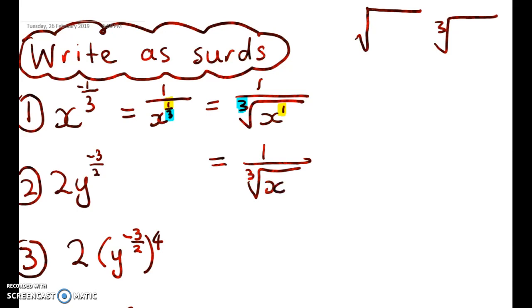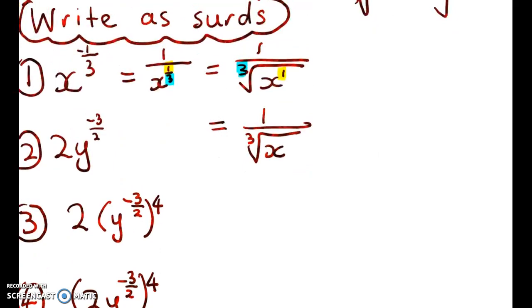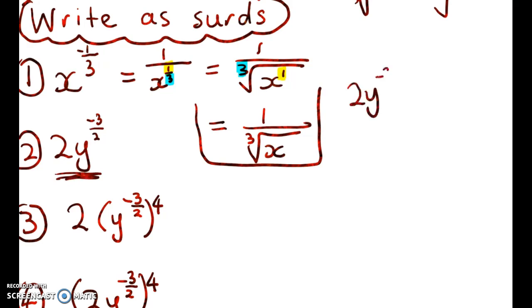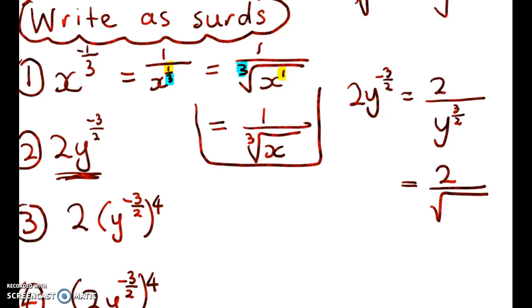And now, as usual, I've run out of space. So let's just box that off. Now we're going to work on this one here. So 2y to the negative 3 over 2 is equal to 2 divided by y to the 3 over 2. So I'm handling the negative power first and taking the reciprocal. Now that's equal to 2 over the square root, coming from here, square root of y cubed.